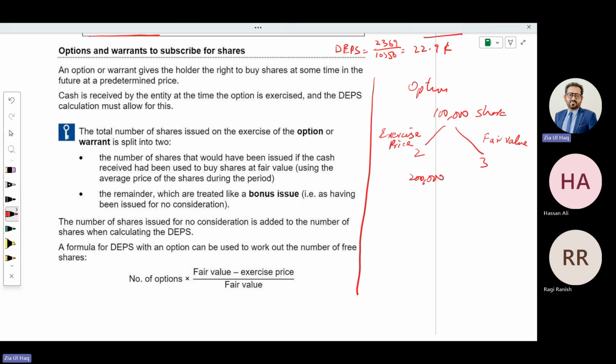What is the fair value of your share? 3. Though you are issuing 100,000 shares to him, if you sell in the market for 200,000, how many shares can you issue in the market for 200,000?